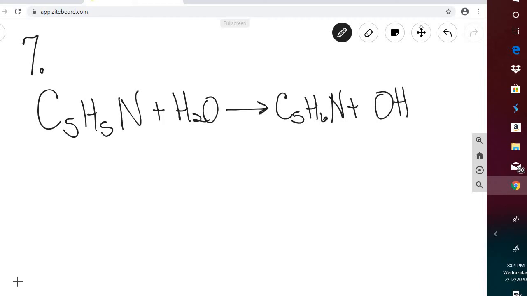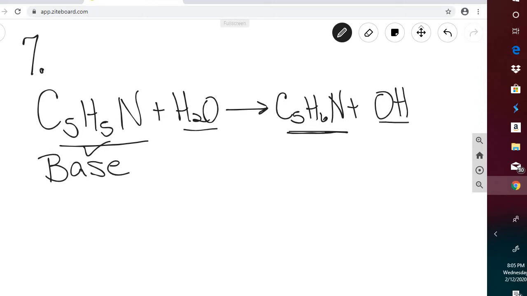Okay, so that's the first one, and for question number 7, we are asked to identify the acid and the base. If we look at this compound and then look at the product over here, we notice that this goes from an H5 to an H6. So that means that this compound accepted the hydrogen ion, and since bases accept hydrogen ions, that would be the base. And then the water went from H2O to just OH.